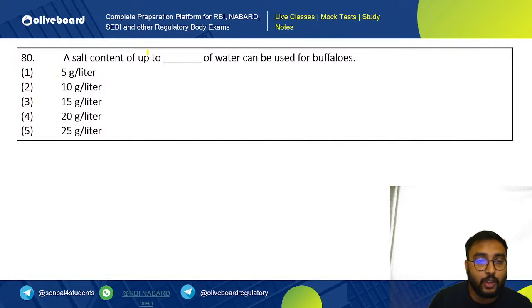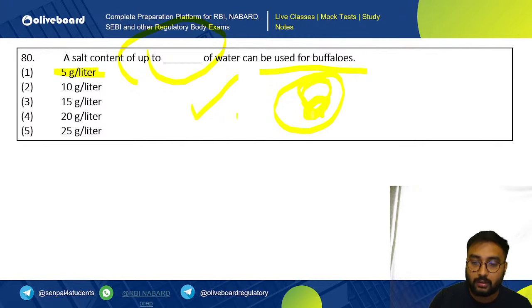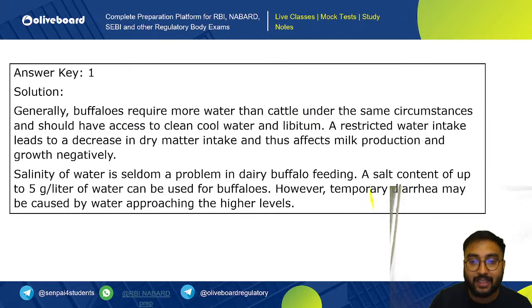The salt content of water that can be used for buffaloes: up to 5 grams per liter of salt can be used for buffaloes. If you increase the salt content above this, then definitely they will go through temporary diarrhea.